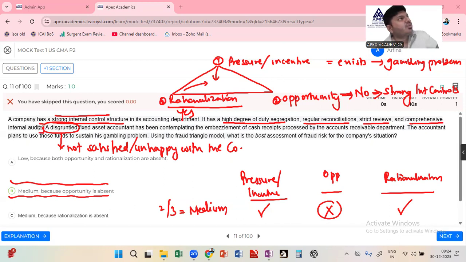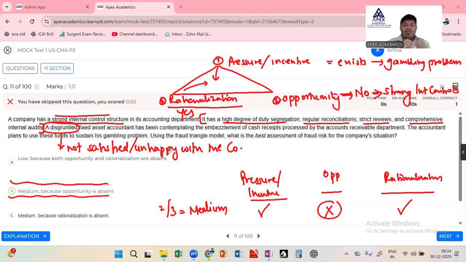If you're an intelligent, dedicated student, you will not just solve the MCQ and go away. You will say, I found a conceptual answer over here. If somebody asks me in an essay how to maintain a strong internal control structure, my answer will be to maintain a high degree of segregation, regular reconciliation, strict reviews, and comprehensive internal audits. If I am able to do this, I am obviously able to maintain a strong degree of internal control. I hope you are all able to understand this concept.